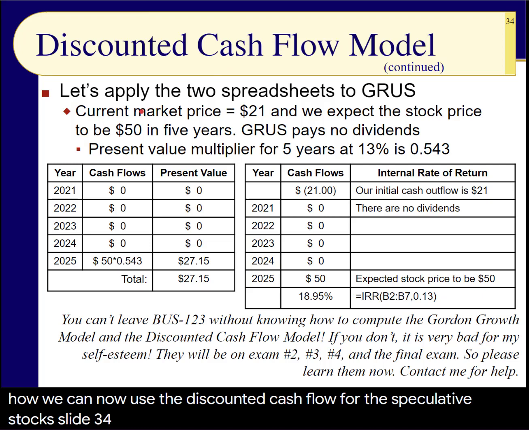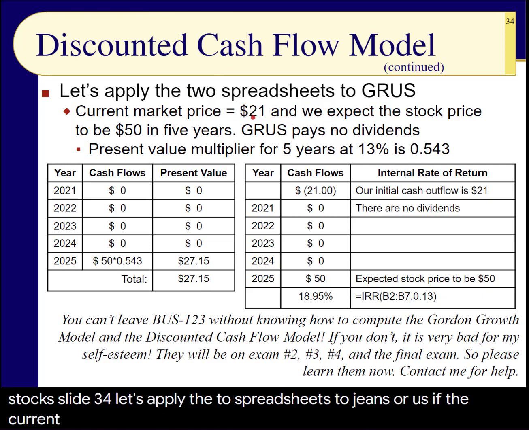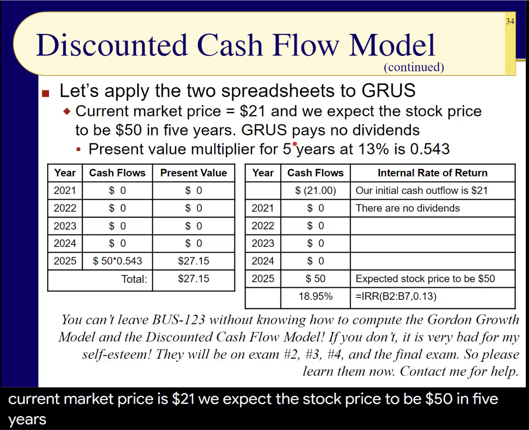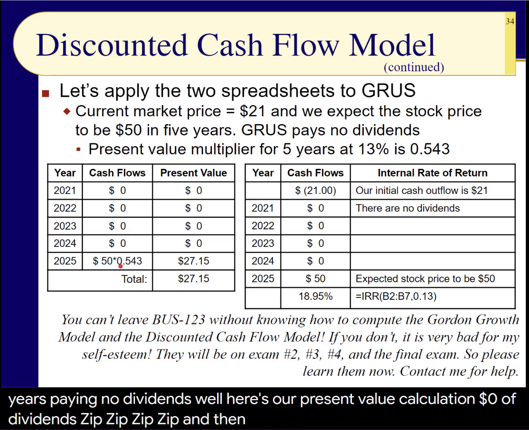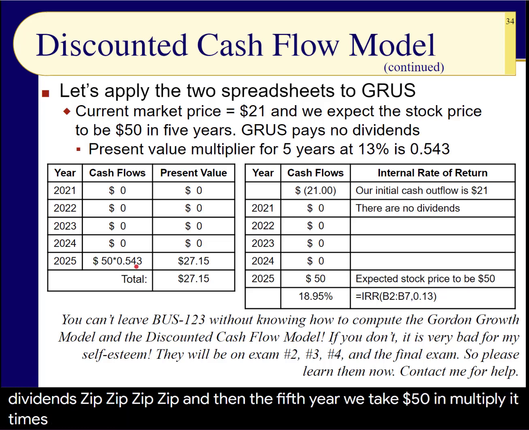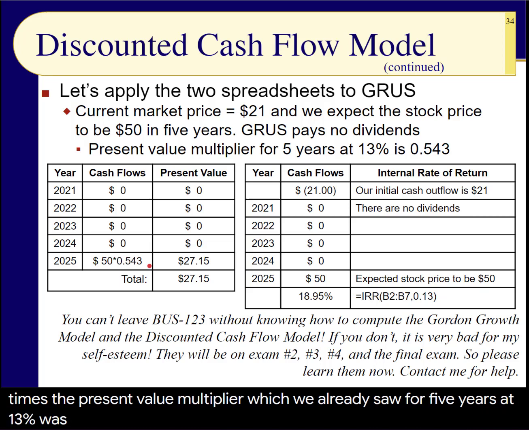Slide 34. Let's apply the spreadsheets to Genes Are Us. If the current market price is $21, we expect the stock price to be $50 in 5 years, paying no dividends. Well, here's our present value calculation. $0 of dividends, zero, zero, zero, zero, zero. And then in the 5th year, we take $50 and multiply it times the present value multiplier, which we already saw for 5 years at 13% was 0.543. And that gives us a present value of $27.15.